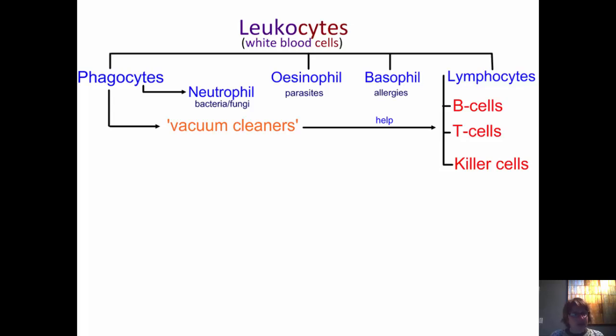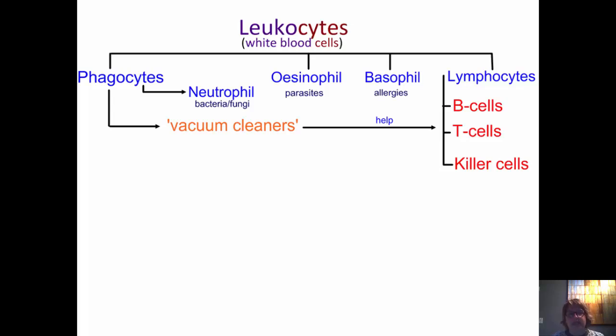Phagocytes are typically the vacuum cleaners. There are different types of those as well, one being called a neutrophil. Those are ones that attack bacteria and fungi. You also have leukocytes that we're not going to talk about this year, eosinophils and basophils. Eosinophils are ones that really work towards parasites. Basophils are ones that are indicative with our allergies.